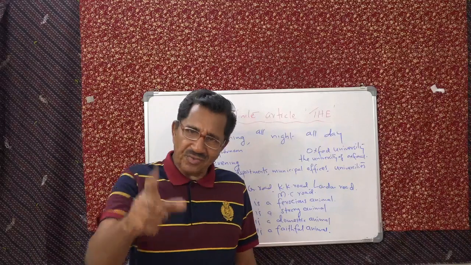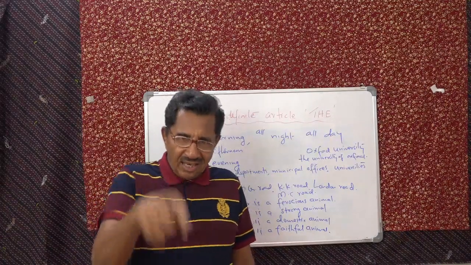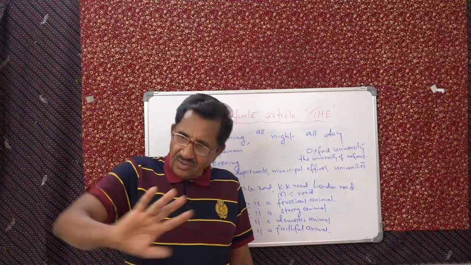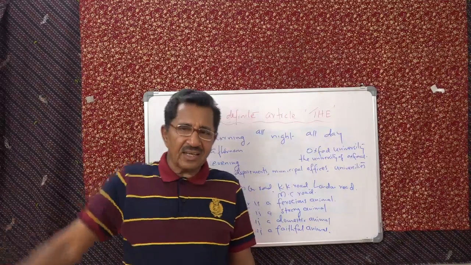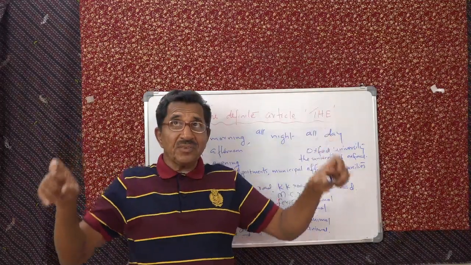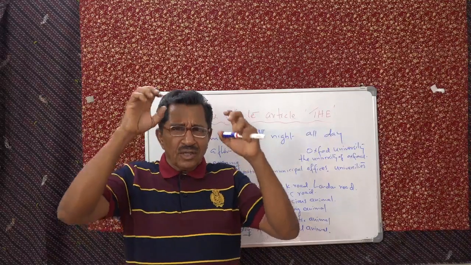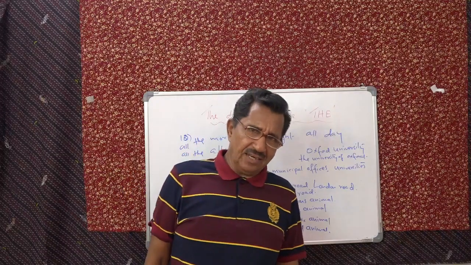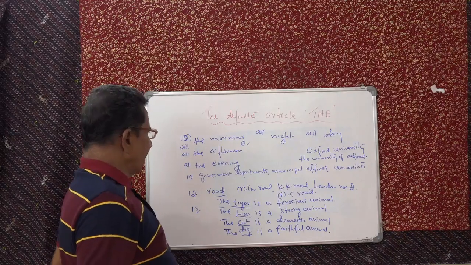Again, you are specifying the tiger, not other animals. The elephant, not the other animals. The cat, not the other animals. The sheep, not the other animals. Understand? That idea of specifying, that idea of particularizing, can always be applied to the use of the. Understand? Yes. Now the next point.